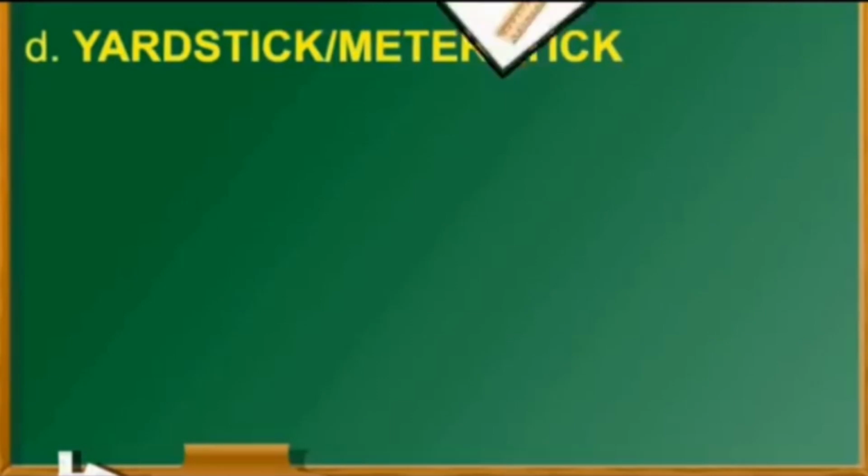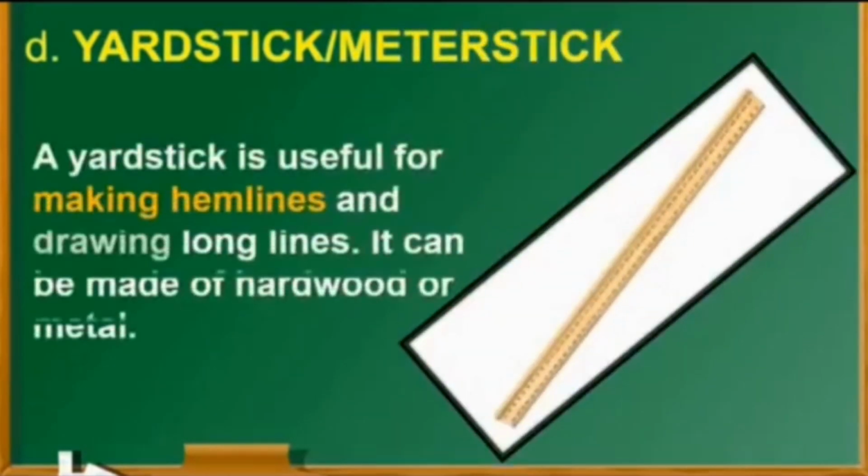Yardstick or the meter stick. A yardstick is useful for making hemlines and drawing long lines. It can be made of hardwood or metal. This can also be used to measure objects that are larger than paper or lengths up to a yard.